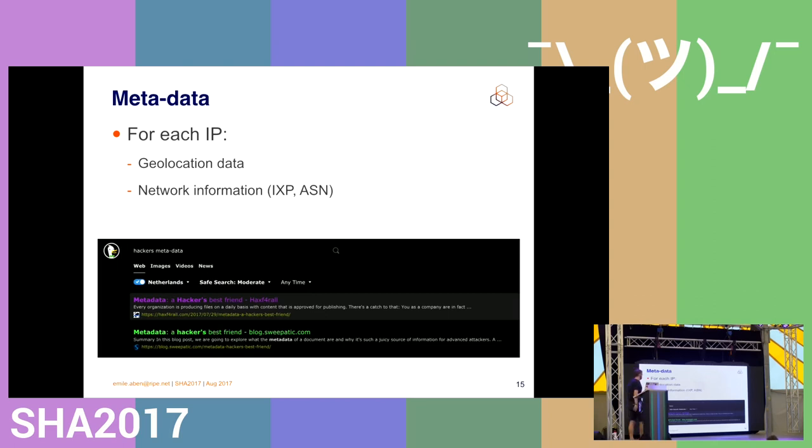So digging into this, for each IP we see in the traceroute, we capture geolocation data, and that's tougher than you think, maybe, and network information. Do we find these IXPs in the path? What autonomous systems are there? And if you're a hacker, metadata is a hacker's best friend.